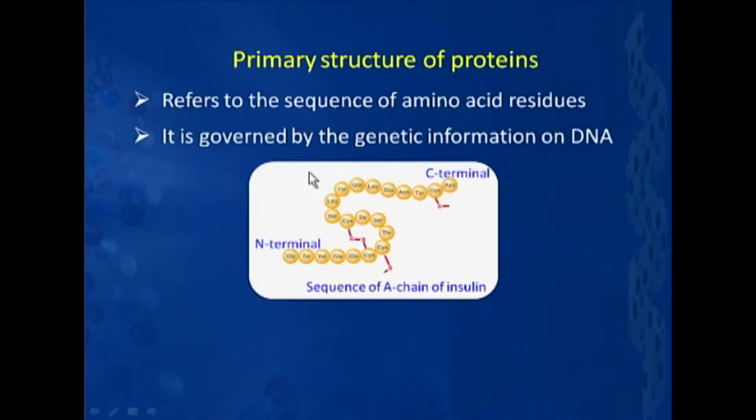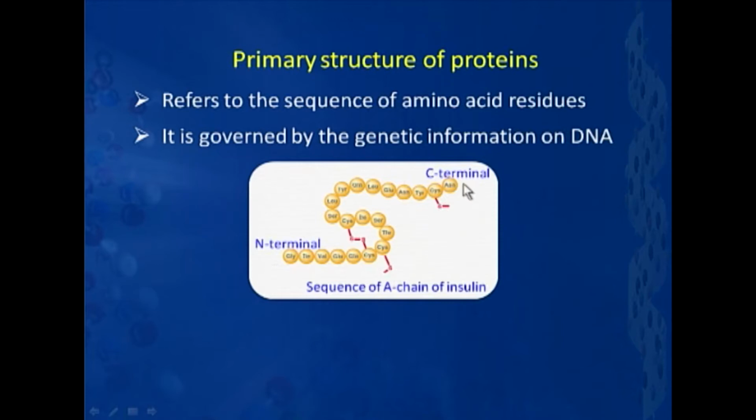The next important point is that, let me take an example here. This picture shows, as I mentioned earlier, that the insulin molecule has two chains. One of them is called the A chain. What I am showing you is the sequence of the A chain. In this A chain there are about 21 amino acids, and they are in this particular sequence.